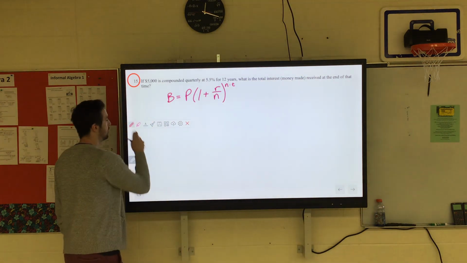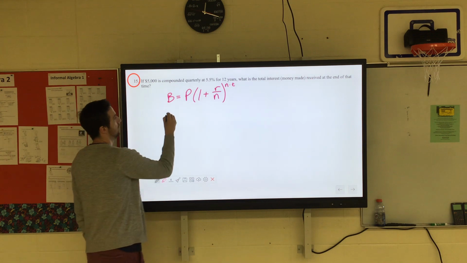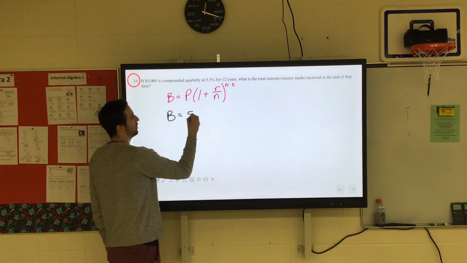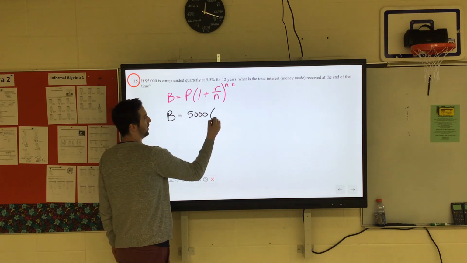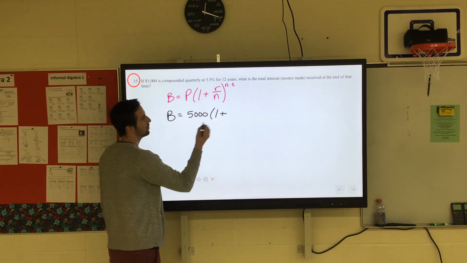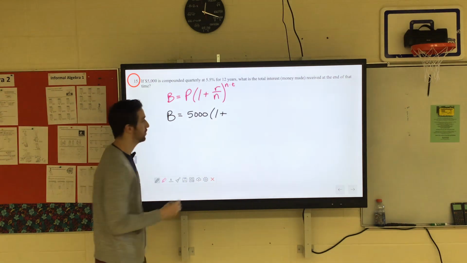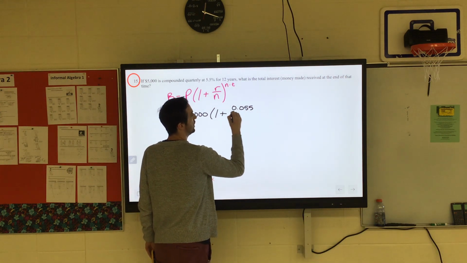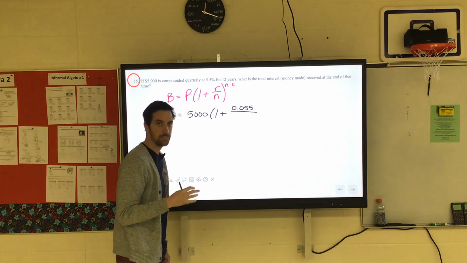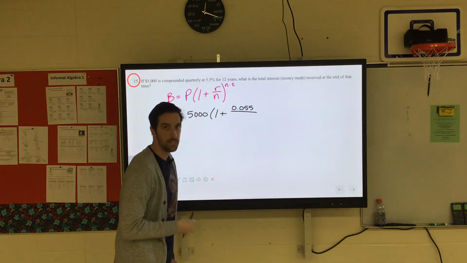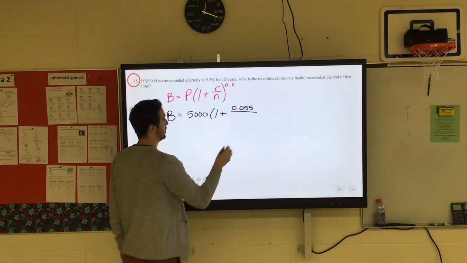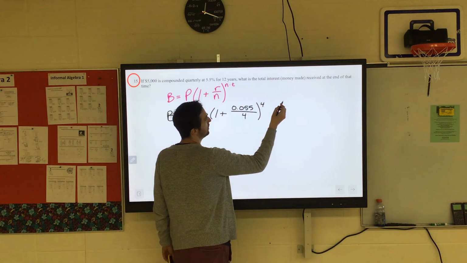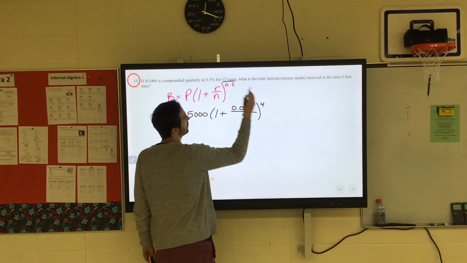So let's substitute in what they tell us here. The balance would be our principal, our initial amount is $5,000. We have 1 plus the rate, 5.5% in decimal form, that would be 0.055 divided by the number of times it's compounded. It says quarterly, that's 4 times. That same number comes up here and gets multiplied by the time, and they said 12 years.